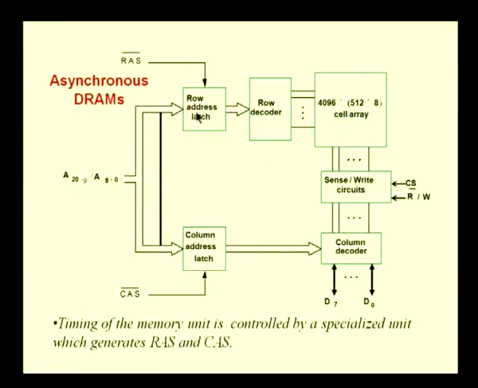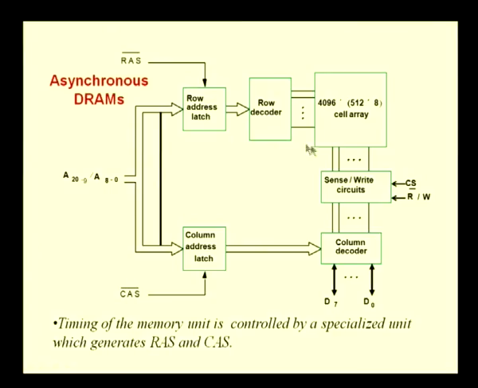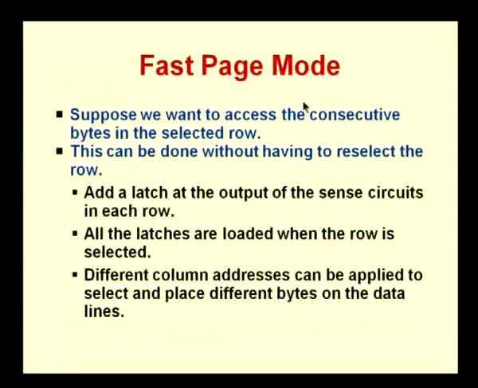We know that we first have to select a row and then select the column, and then whatever data is there in that particular column is accessed. Now, suppose I want to access the successive columns in this row. I do not have to apply the row address again, because I have already selected the row. Can I just change the column address alone and access all the data in that particular row? If you are able to do this, this is called a fast page mode. This can be done without having to reselect the row.